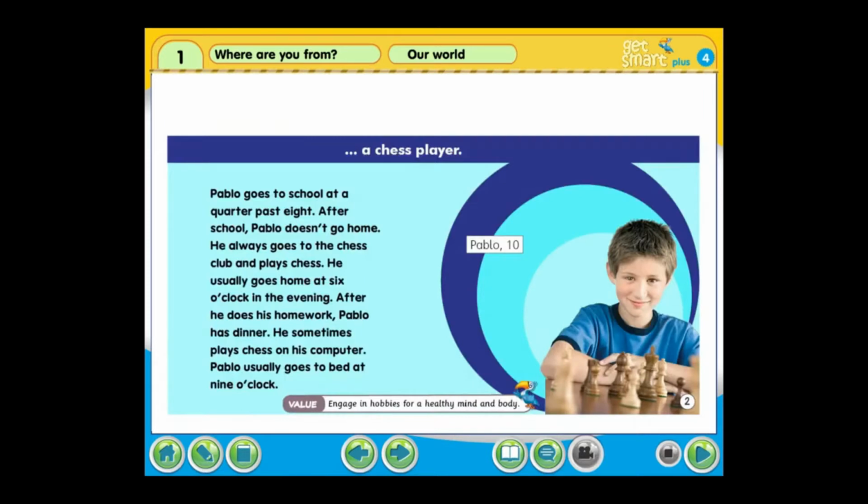A chess player. Pablo, 10. Pablo goes to school at 8:15. After school, Pablo doesn't go home. He always goes to the chess club and plays chess. He usually goes home at 6 o'clock in the evening. After he does his homework, Pablo has dinner. He sometimes plays chess on his computer. Pablo usually goes to bed at 9 o'clock.